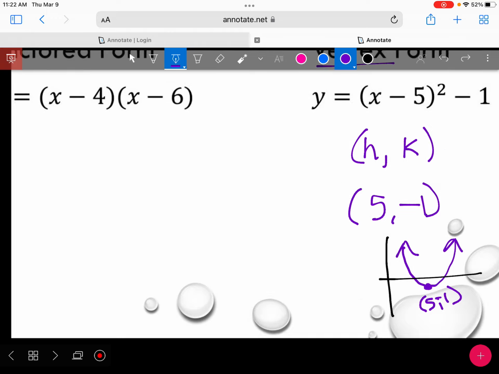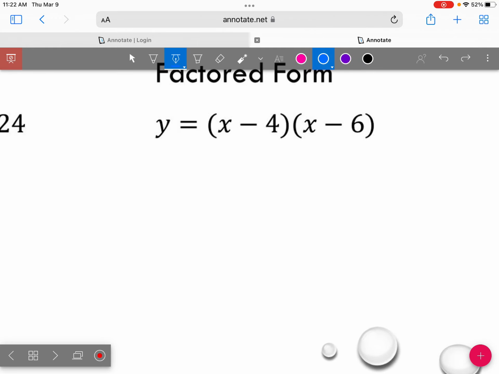What about factored form? What's that going to tell us? Our x-intercepts. So where it crosses that x-axis.